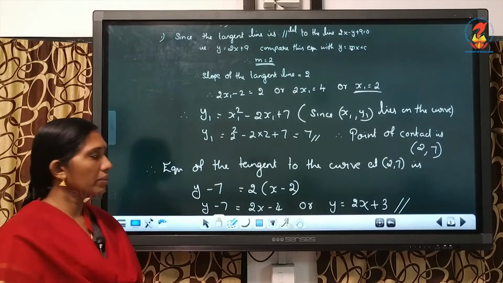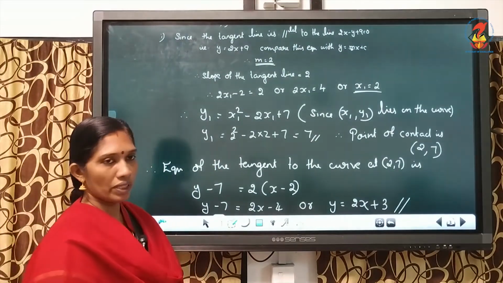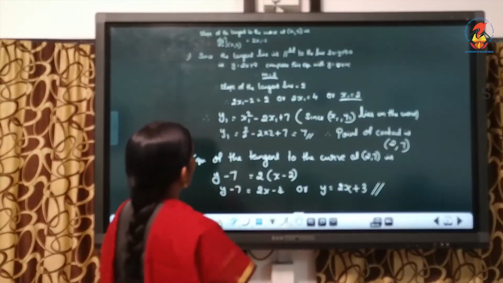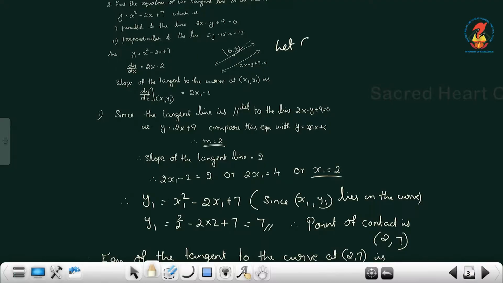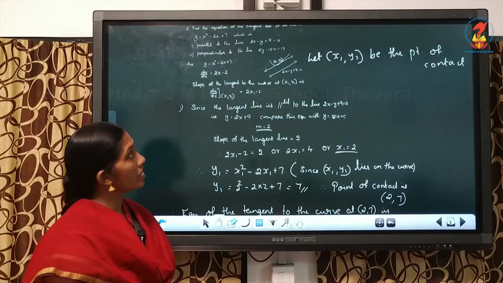Or you can write y minus 2x minus 3 is equal to 0. Anyway you can write. Okay. So this is the equation of the tangent. So here starting you have to write that let x1 comma y1 be the point of contact or point of intersection. Anyway you can write. Okay. I hope you understood this.